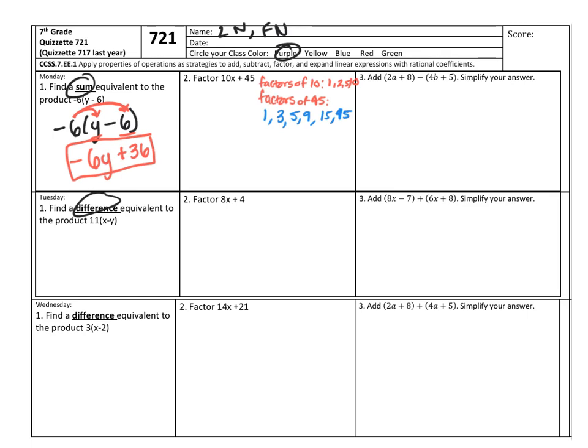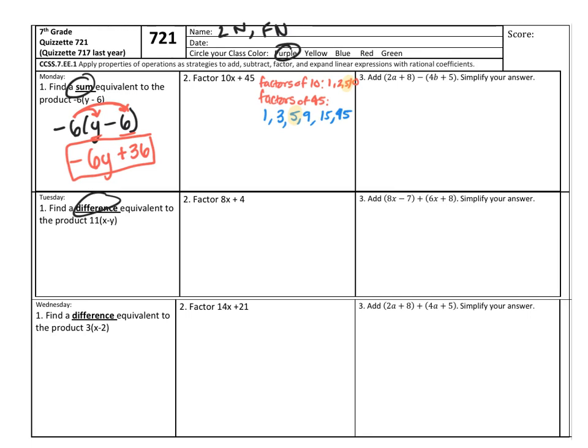Now I'm going to find the factor that's in both of them. The biggest one. I see 5 here, and I see 5 here, and then I see 10 here, but I don't see 10 here. 10 cannot go into 45 evenly. So the greatest common factor is 5. So that's going to be what I have outside of my parentheses.